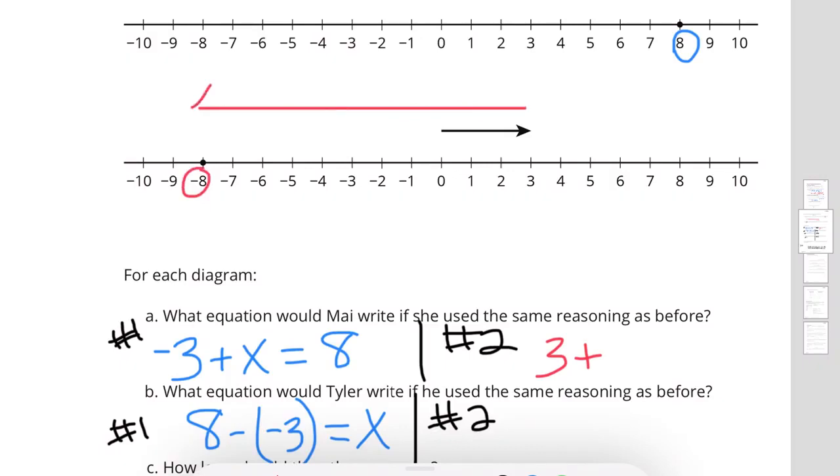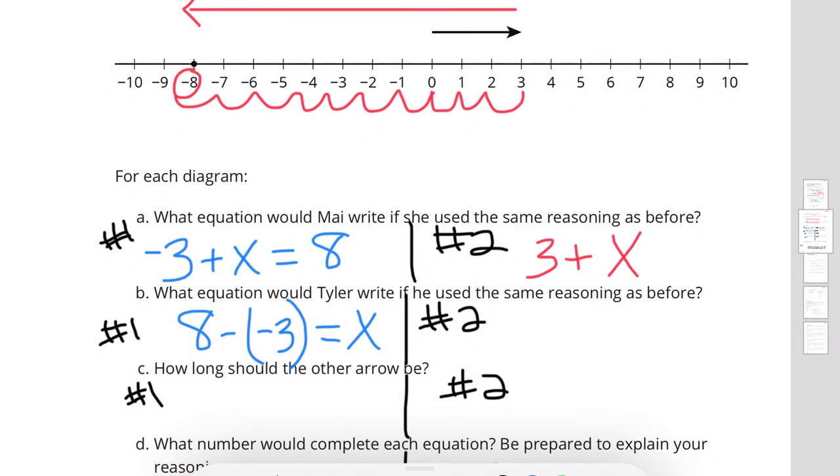So when I draw my arrow to negative 8, I know that I traveled 3 spaces to get to 0, and then 8 more spaces to get to negative 8. So that would be 11 units, which right now we just use x. So 3 plus x equals negative 8. So Tyler would have written, we have to start with negative 8. So negative 8 minus 3 equals x.